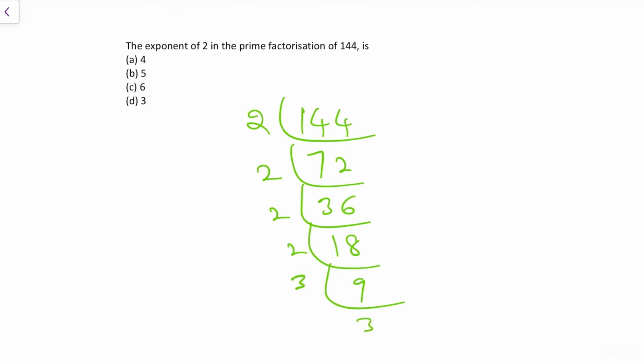Now let us write how many times each number is coming. In this question he is asking only the exponent of 2, so I need not worry about any other numbers. Here 2, 2, 2, 2. So total 2 is there 4 times, so that can be written as 2 power 4. Since he is asking only about the exponent of 2, I am worrying only about this number, that is power 4. So option A is the correct option.